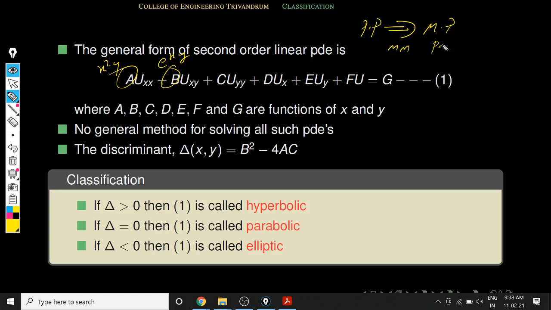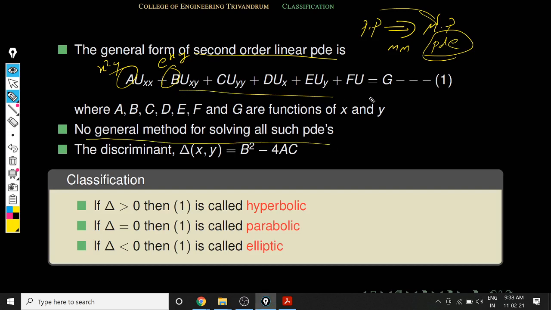Okay, so there are so many PDEs arising from physical situations. So our aim is to find an efficient method to solve all the PDEs. Unfortunately, there is no such method to solve all the PDEs. So we are trying to solve a particular class of problem. This is a special class of problem. These types of problems are called second order linear PDEs. Okay, but unfortunately there is no general method for solving such PDEs, even though it is a very simple representation.